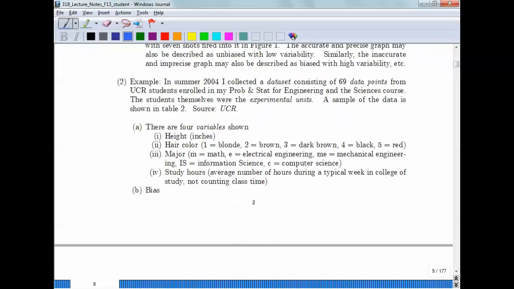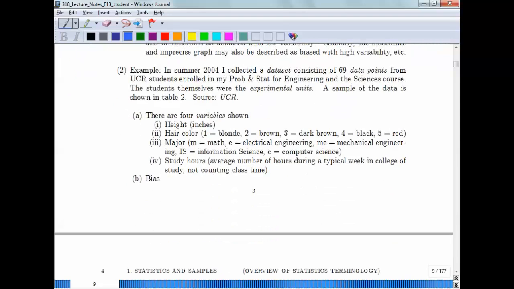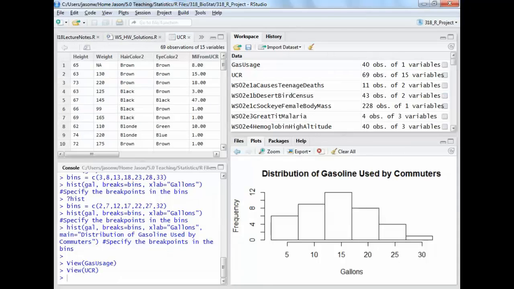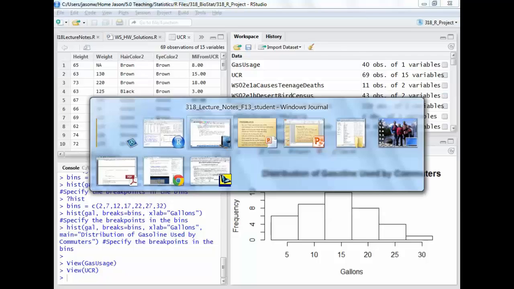Now, I actually collected such a data set here in 2004 from a UCR class that I taught. And I'd like to consider this data set. We're going to look at height, hair color, major, and study hours. I've got the data on RStudio, and if you go over to loading your data up, click on the UCR tab, we're going to consider some of those variables. We'll focus in here on the first few.